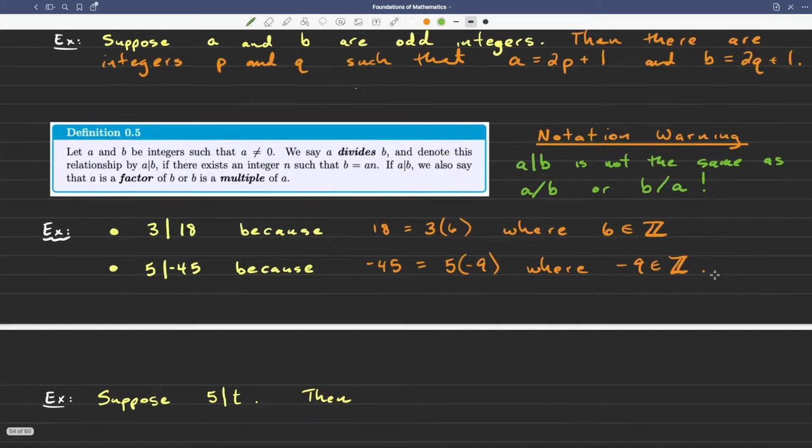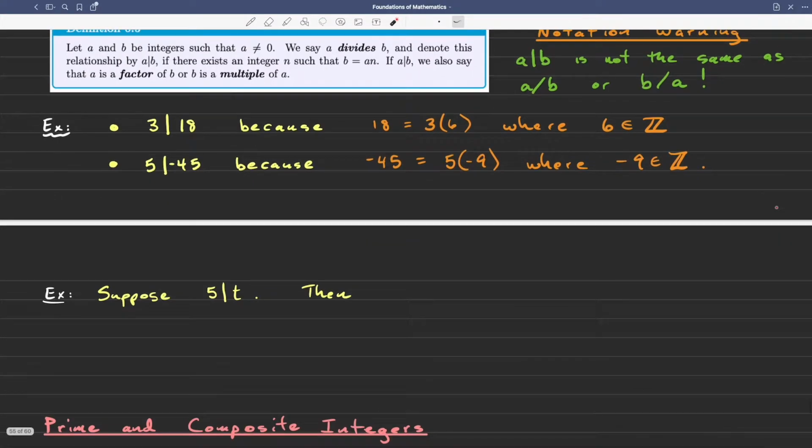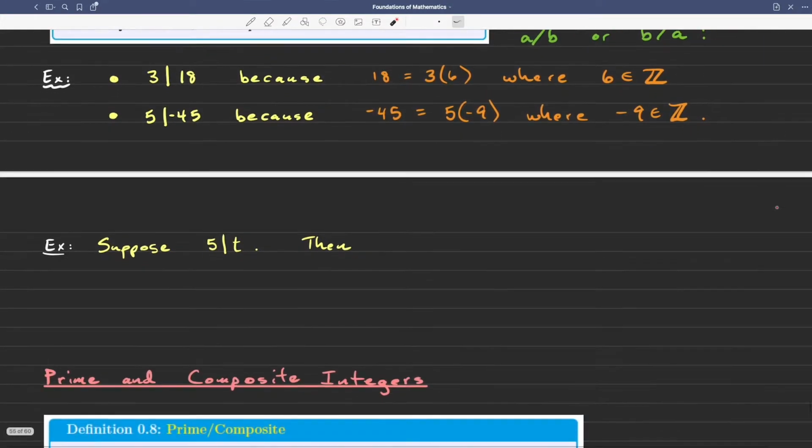And the way that I keep them separated in my mind is that I understand that this notation indicates a relationship, whereas this notation here and here indicates a number, the number that results from dividing a into b or b into a. And just like we did with even and odd, we may have more general situations.